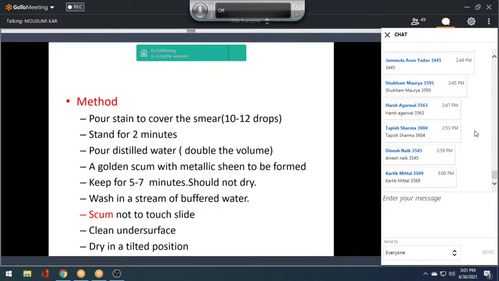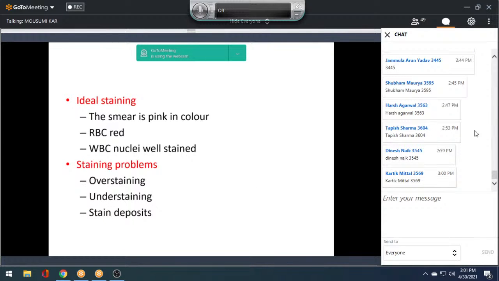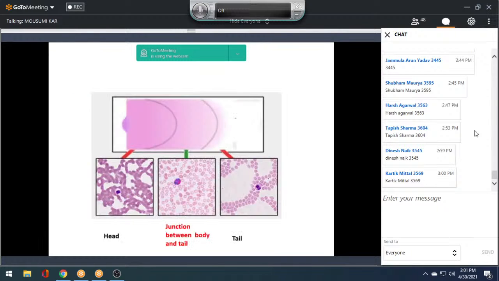Then always remember to wipe the under surface, and dry it in a tilted position. Ideally, the smear should be pink in color, where the RBCs are red and the WBC nucleus is blue. Staining problems: you can have overstaining, understaining, or stain deposits. So this is ideally what it should look like. Nice pink color, and when you look under the microscope, you'll see the RBCs are nice and red.